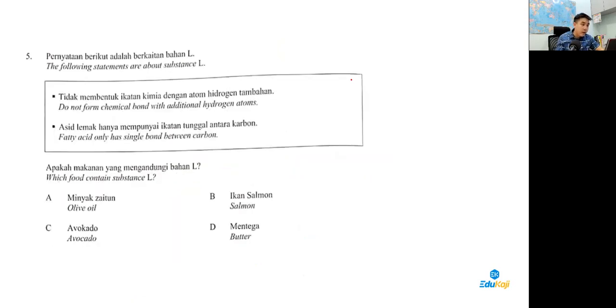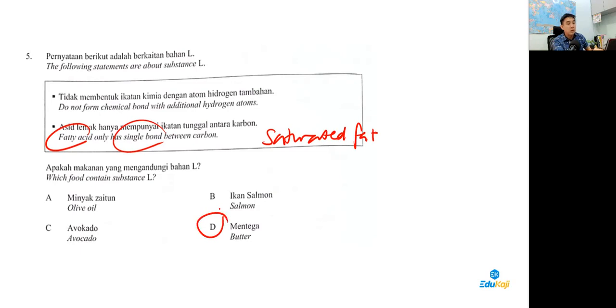Moving on, question 5. So question 5, fatty acid only have single bond between carbon, meaning this is a saturated fat. Lemak tepu. Something from chapter 4. And saturated fat, they are normally solid at room temperature. So therefore, answer is donkey, because they do not have double bond between carbon atoms. Okay, number 5, donkey.